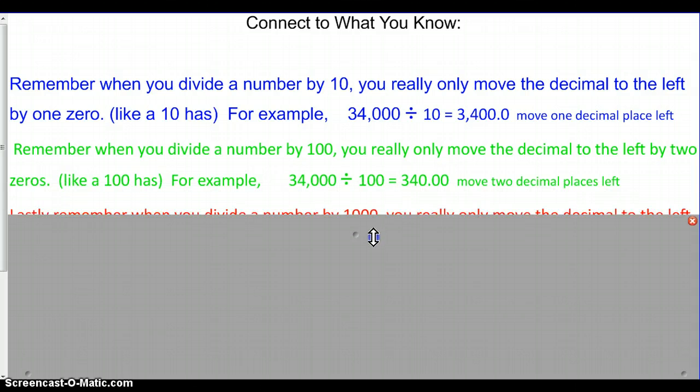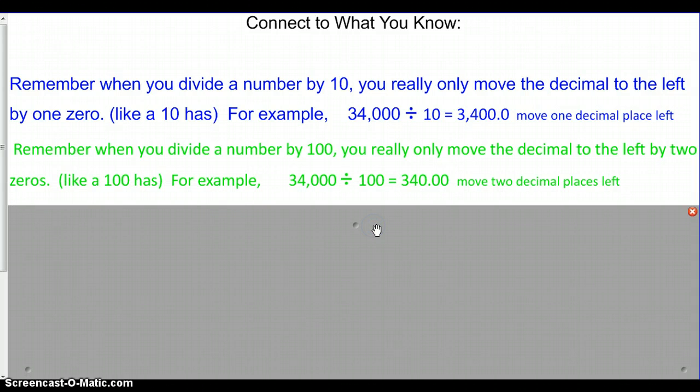When you divide by 100, you only move the decimal to the left by 2 zeros, like 100 has. For example, 34,000 divided by 100 equals 340. And like I said, you can either get rid of these or you can leave it just like that.